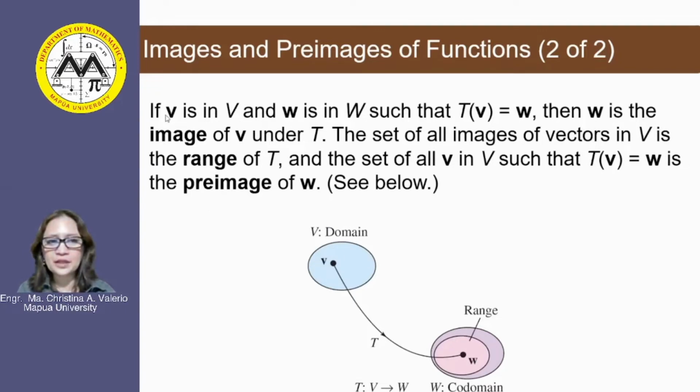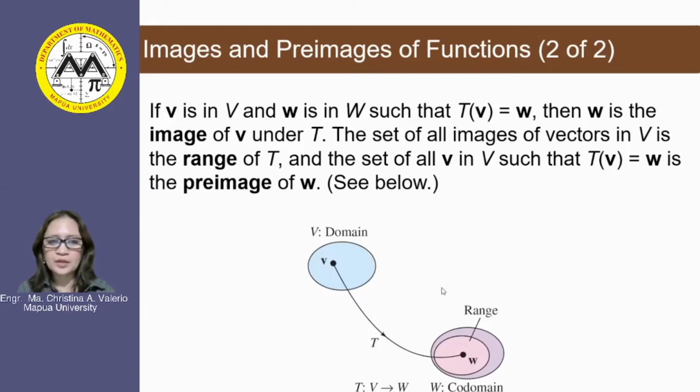If vector v is in V and vector w is in W, such that the transformation of v is equal to w, then w is the image of v under T. The set of all images of vectors in V is the range of T, and the set of all v in V such that T of v is equal to w is the pre-image of w.